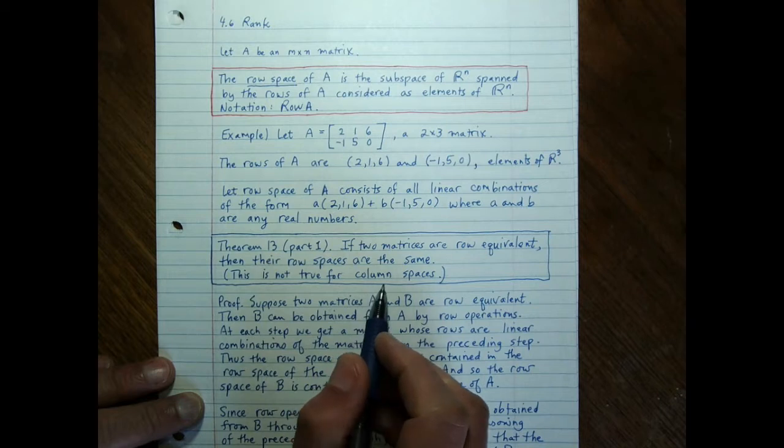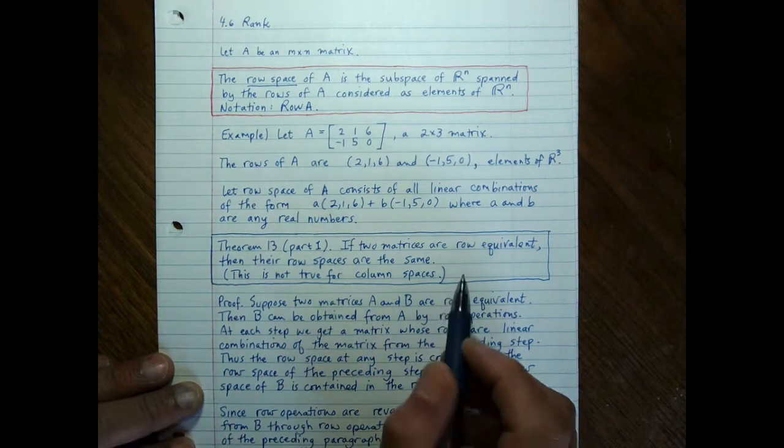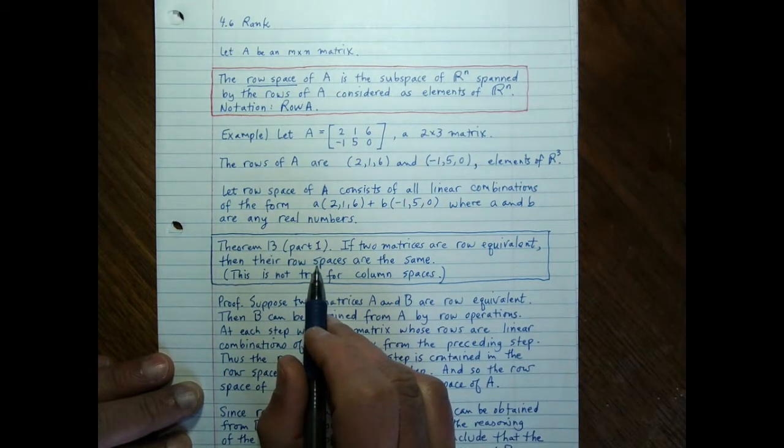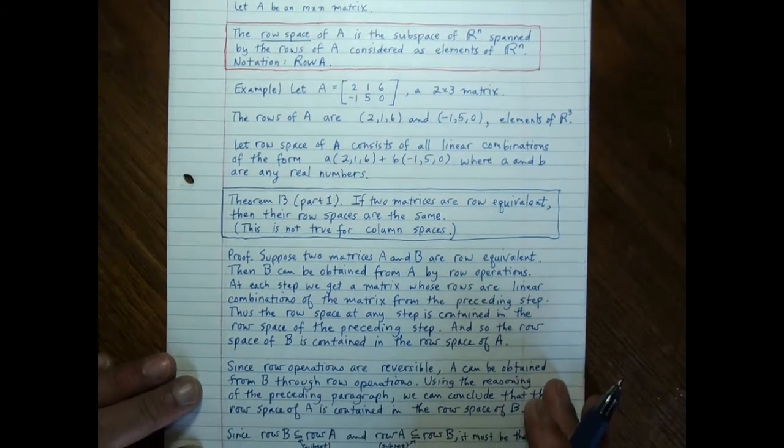A couple sections ago, I think in 4.4, we saw that when you row reduce a matrix, the column space can actually change. The dimension of the column space won't change, but the column space itself will be different for a reduced matrix than for the original matrix. That is not true for row spaces. When you apply row operations, the row spaces stay the same. And so let's just think why.